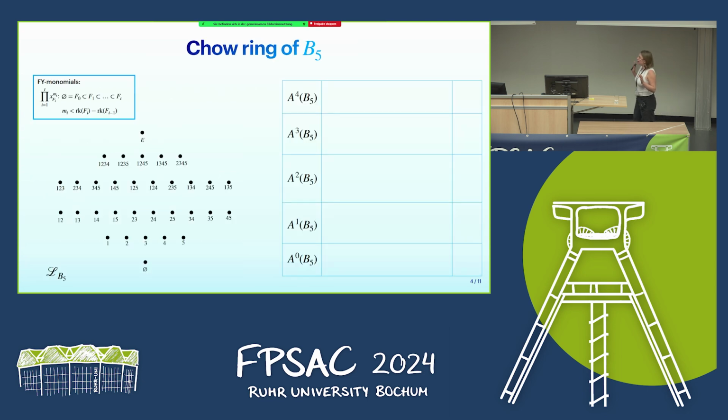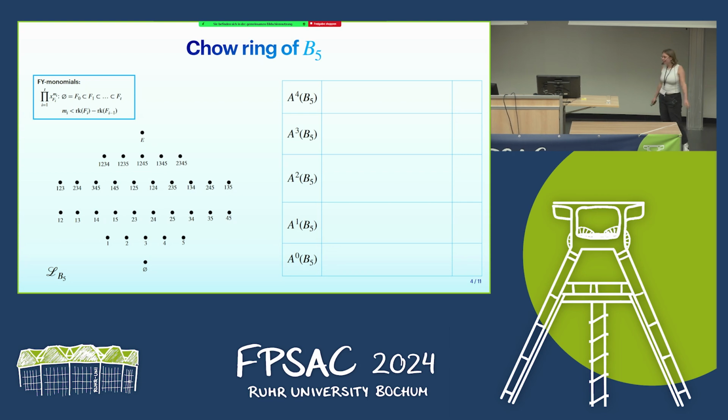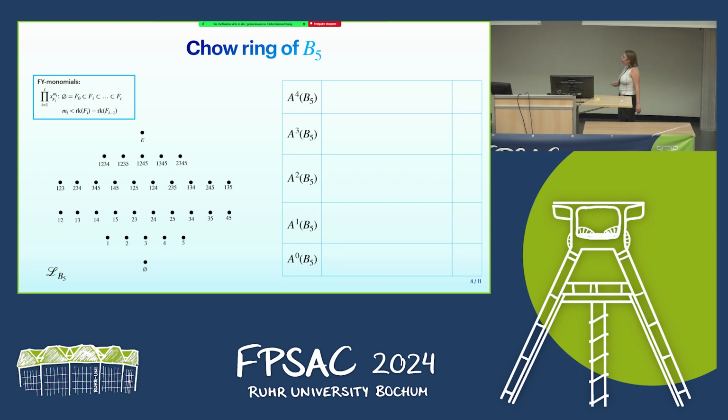So let's do an example. We were looking at the braid matroid on 4 elements. That's going to be a little bit too small for us to get the picture. Let's do the Boolean matroid on 5. I think we can do it, and we'll have a good time. So let's find the Feichtner-Yuzvinsky monomials for all of these graded pieces. I only know of one degree 0 monomial that's going to generate the rest.